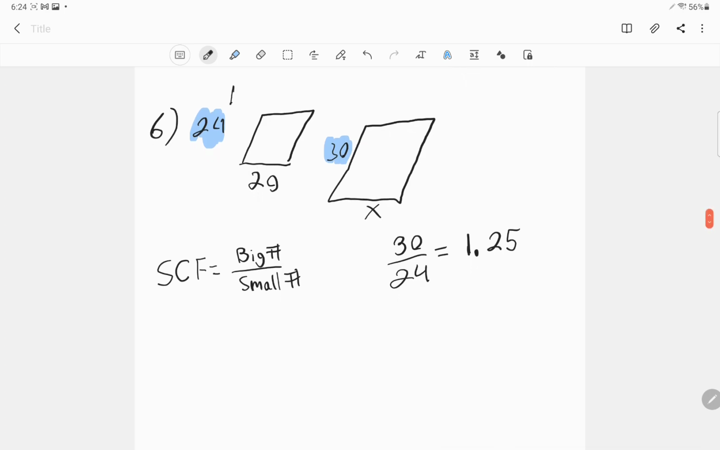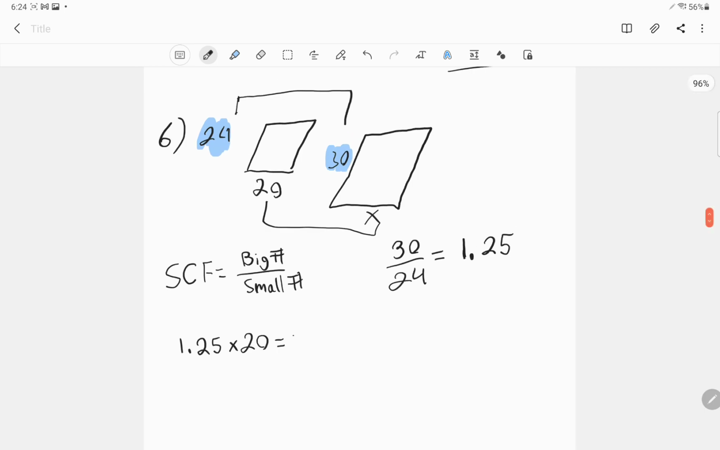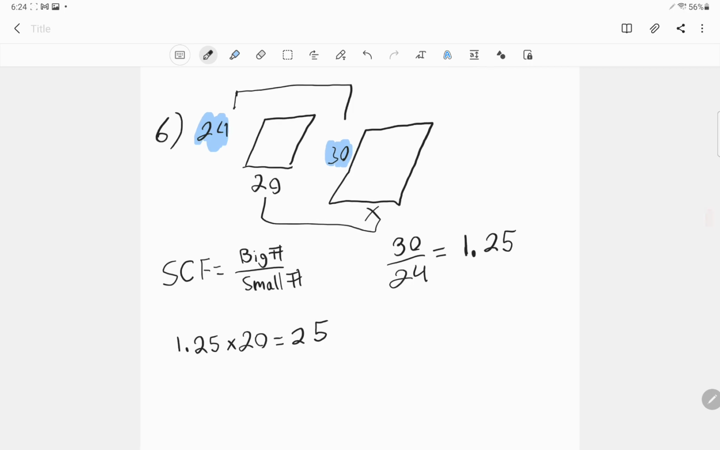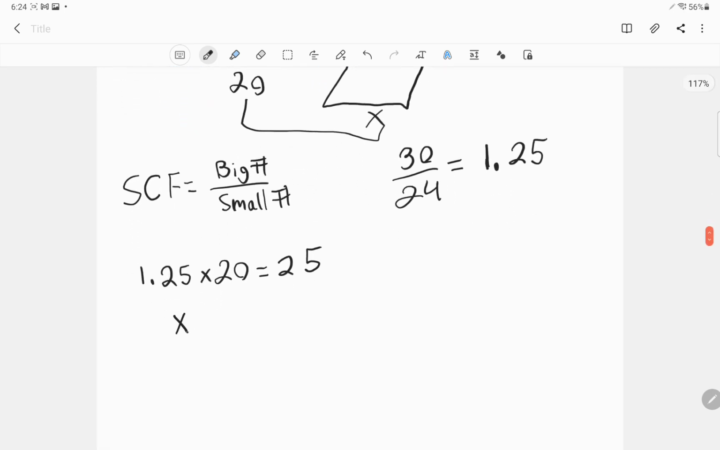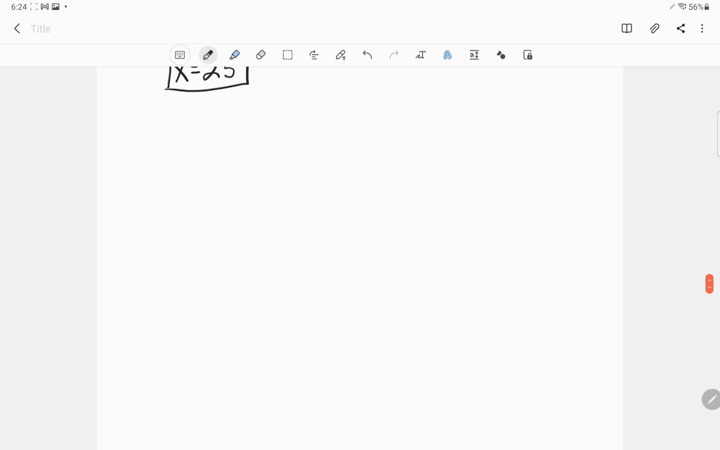So from 24, I multiply by 1.25 and it gave me 30. Now I'm going to do exactly the same thing. I'm going to take the 20 and multiply by 1.25 and see what I get. So 1.25 times 20 is going to give me 25. Exactly. Nice. So therefore my x is equal to 25. Pretty straightforward. This example should be super easy.